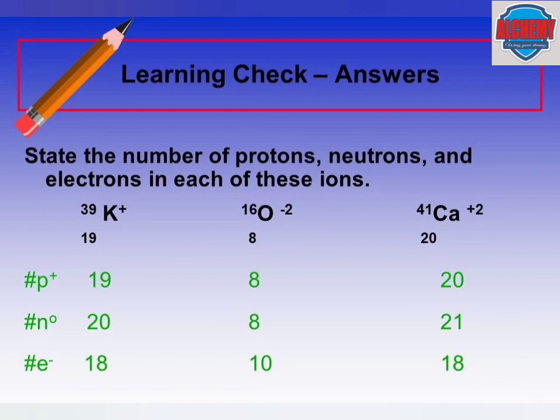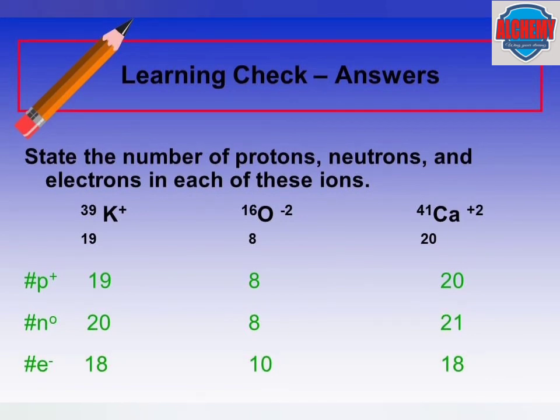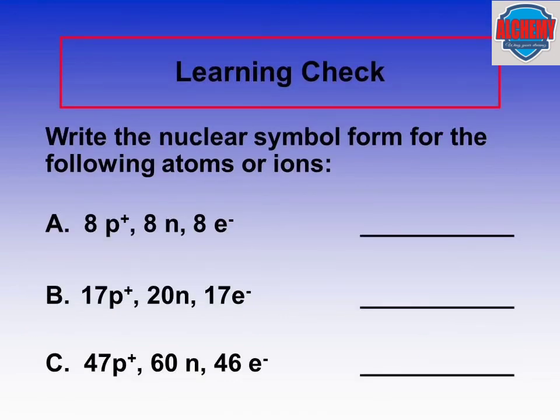Next, in the case of calcium, the mass number is 41 and the atomic number is 20. Since the atomic number is 20, the number of protons is also equal to 20. Now the charge of calcium is given as plus 2. A charge of plus 2 indicates that there are 2 electrons less when compared to the number of protons. So the number of electrons is equal to 20 minus 2, that is equal to 18. Now the number of neutrons is given by mass number minus atomic number, that is 41 minus 20, and that is equal to 21.